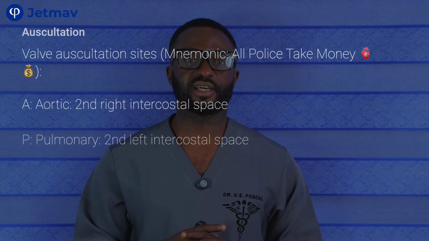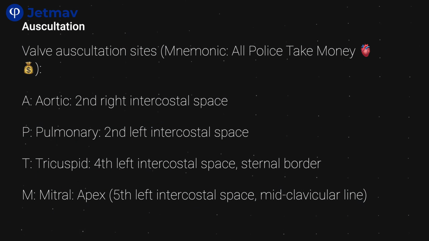Then an important thing to note while auscultating is that we have 4 auscultatory sites, and you can use an acronym: All Police Take Money, where A represents the aortic area, P represents the pulmonary area, T represents the tricuspid area, and lastly M represents the mitral area, which is the apex beat.